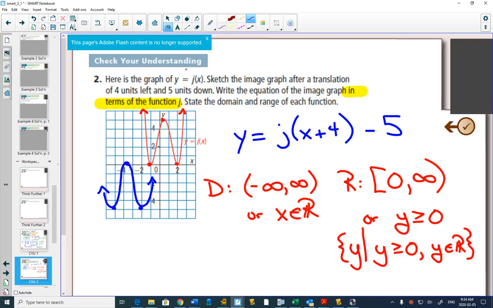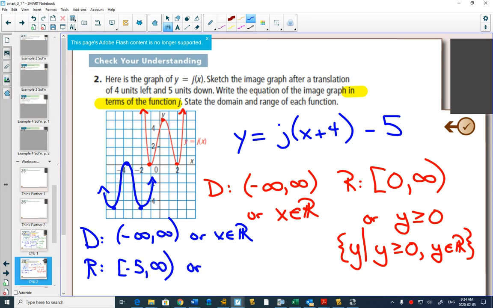And now our domain and range of our blue function, okay? What's happened? It's been moved 4 to the left. Can you see that only the horizontal stuff would change your domain? But since your domain was everything, moving something that's everything left and right is not going to affect its domain. It's still going to be negative infinity to infinity, or x is an element of the reals. But your range will get changed because you've moved it down 5. So now it's starting at negative 5 and going up to infinity. Or y is greater than or equal to negative 5.